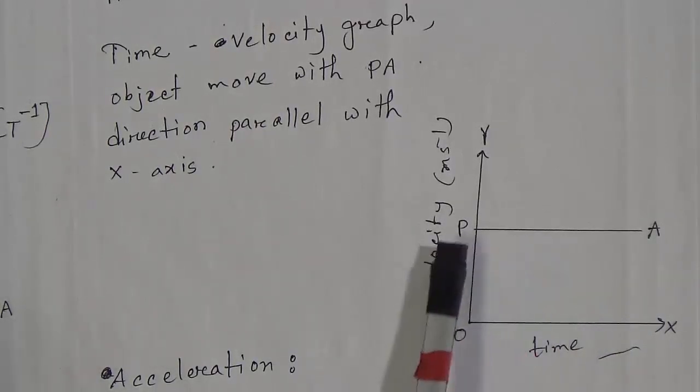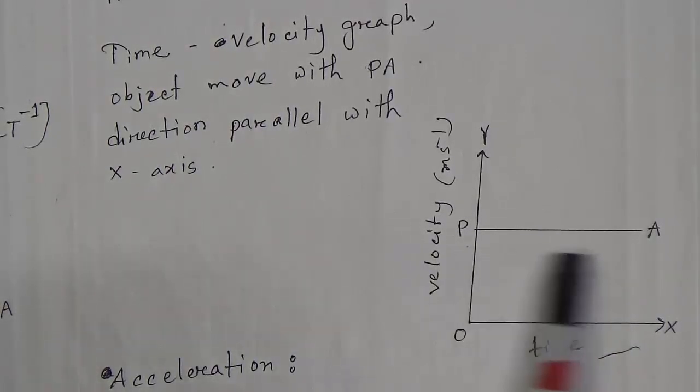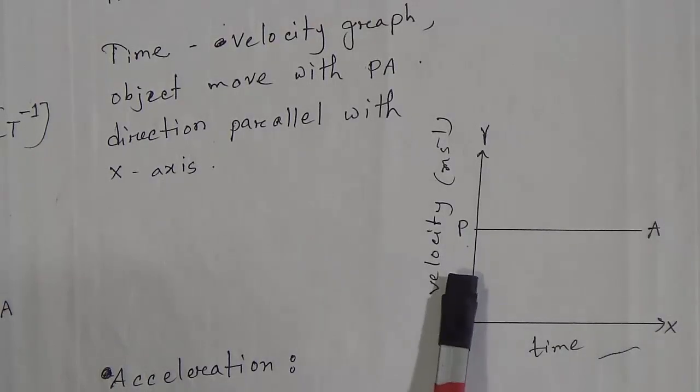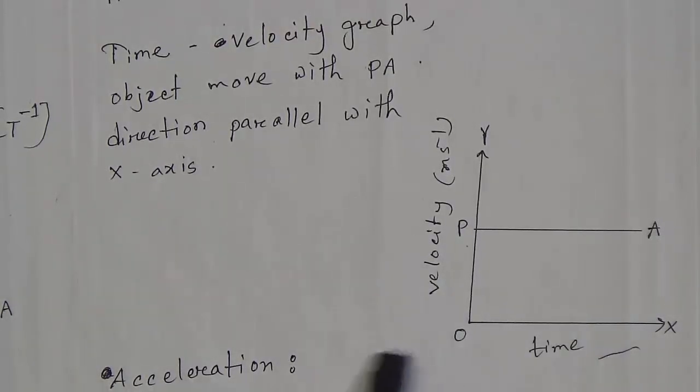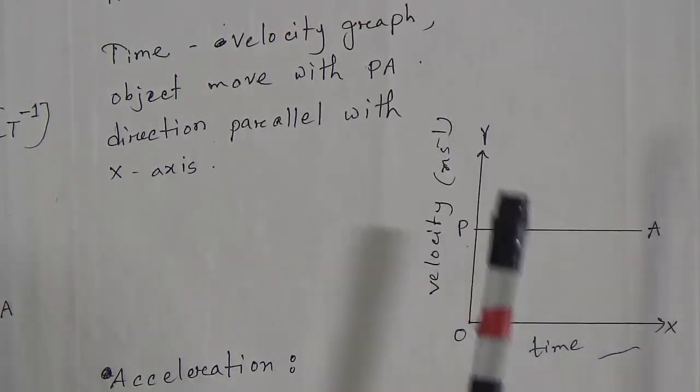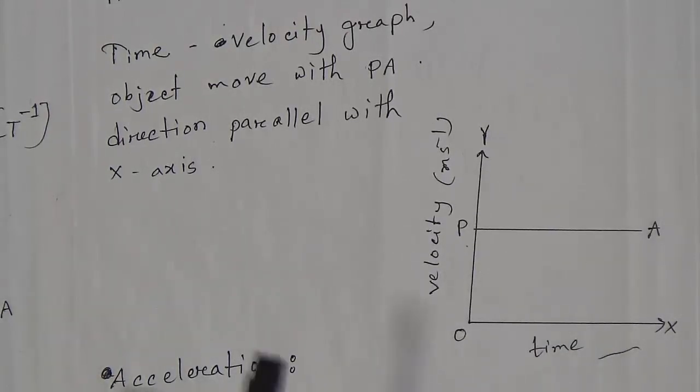That means there is no change of direction and magnitude of this velocity. This is the uniform velocity. Then my dear students, like velocity and uniform velocity, you have to explain the acceleration.